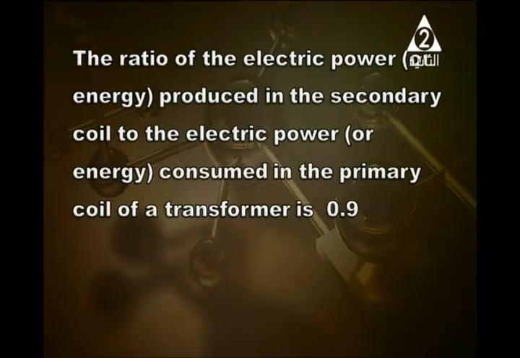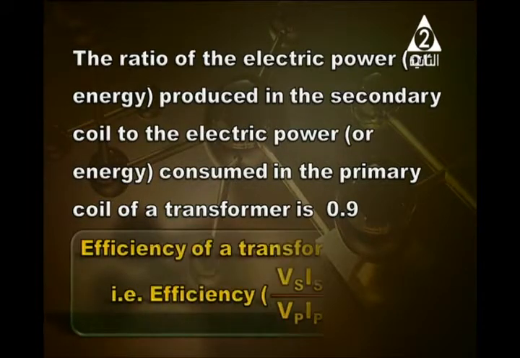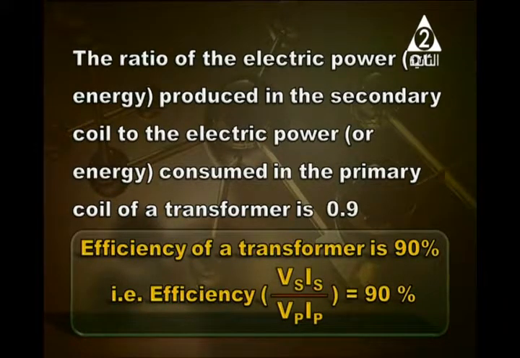The ratio of the electric power or electric energy produced in the secondary coil to the electric power consumed in the primary coil of a transformer is 0.9. The ratio between the two powers, produced power and consumed power, is efficiency. So the efficiency of the transformer is 90%. We can say efficiency equals VSIS over VPIP, and it is 90%.